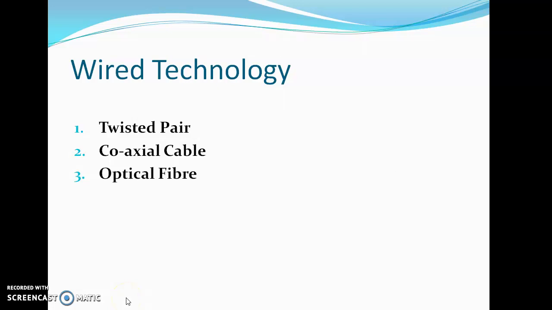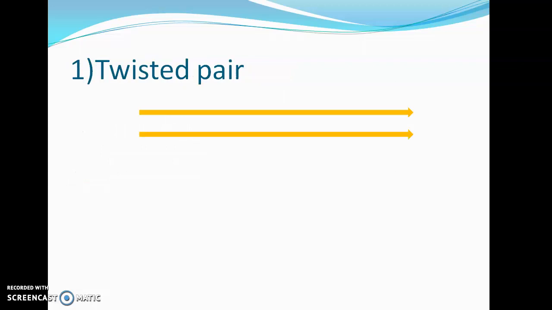Hello again, everyone. In today's lecture, we'll continue with the second type of communication channel, which is the wired technology, or the wired communication channel. Under this, we will discuss the three commonly used cables: the twisted pair, the coaxial cable, and the optical fiber. Before we start discussing twisted pair, this is what you need to understand.